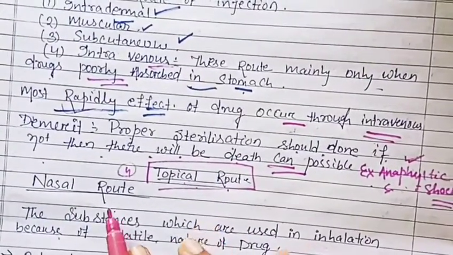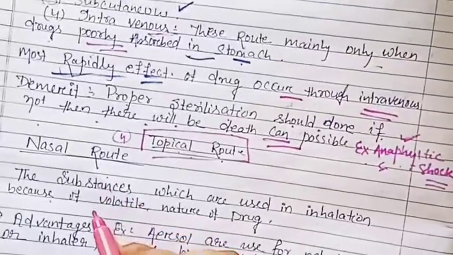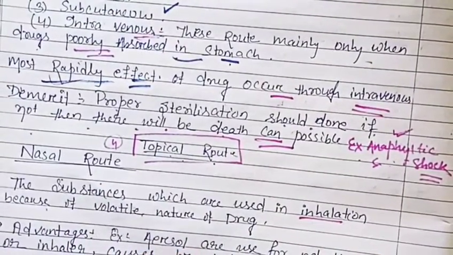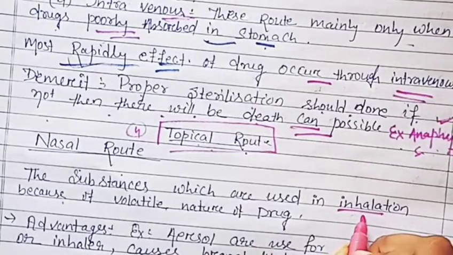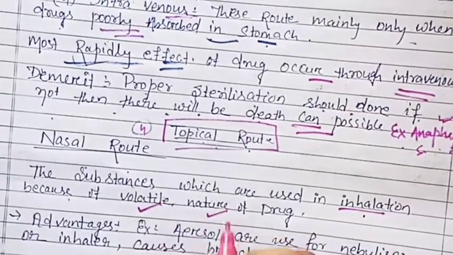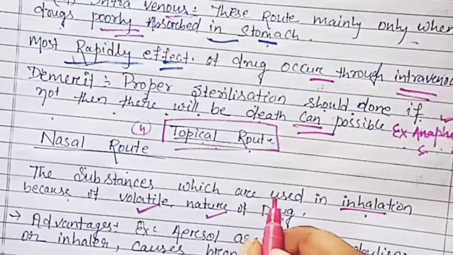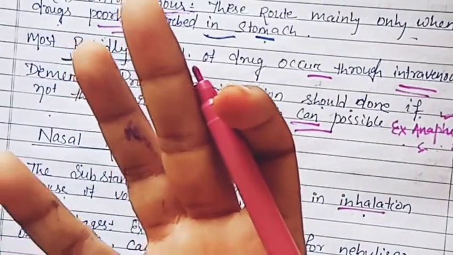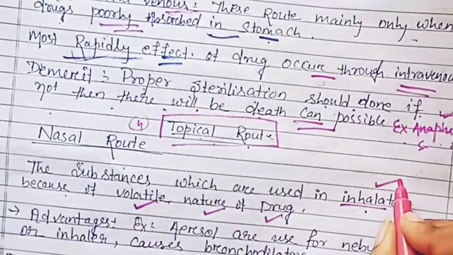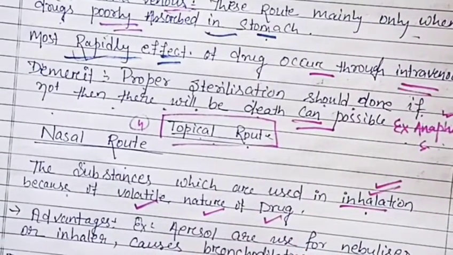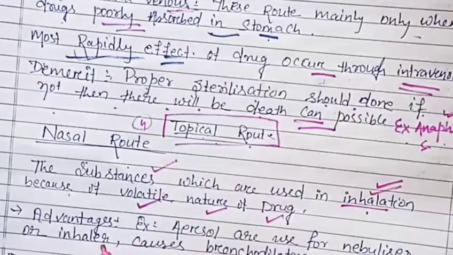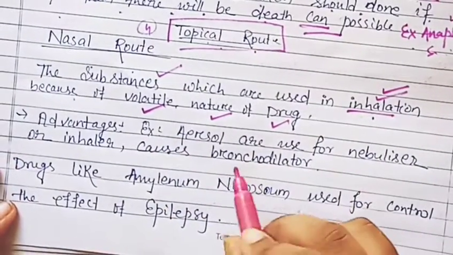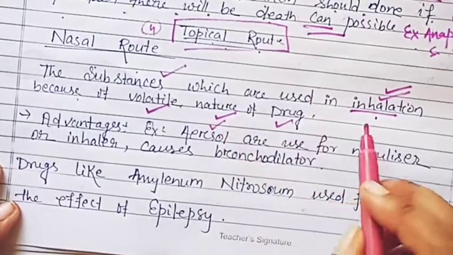So what is the nasal route? The nasal route is where the drug substance is used by inhalation. Why do we use the drug by inhalation? Because these are volatile in nature, meaning when taken they can evaporate. So we use the inhalation process for such drug substances. Mainly, what are the advantages? We mainly use aerosol.